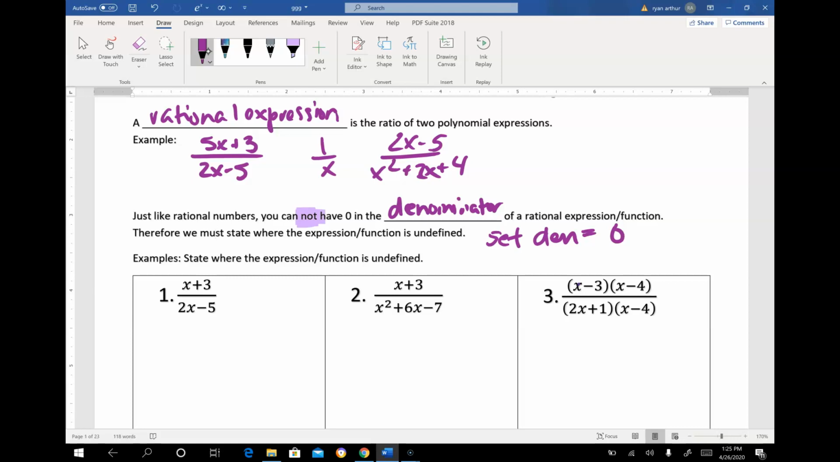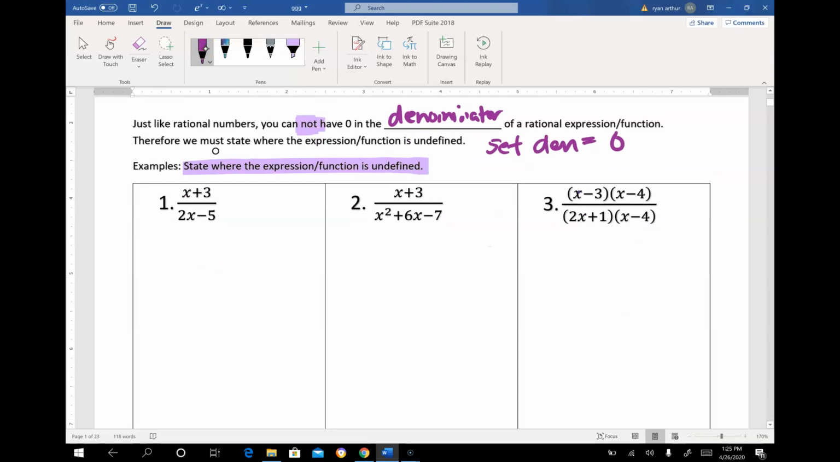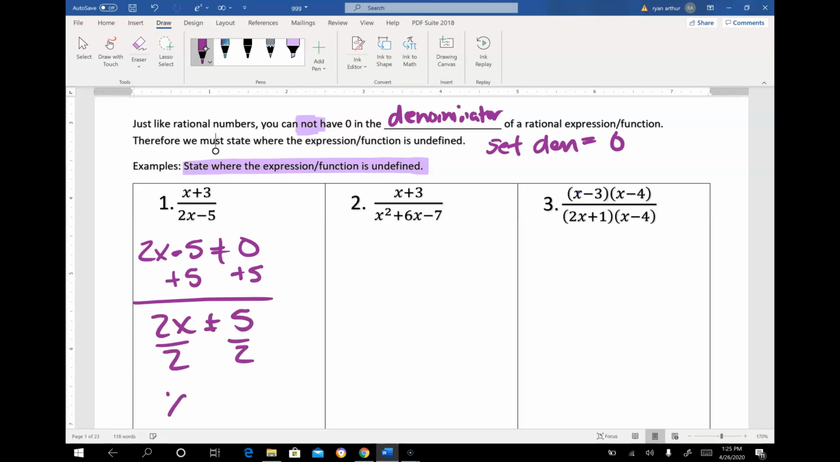So, I want to state where the expression or function is undefined. So again, to do that, you set the denominator equal to 0 and solve. So 2x minus 5 equal to 0. If you want to be correct, you can put not equal to 0 because that's what we're trying to find. So we add 5 on both sides. We got 2x cannot equal 5. Divide by 2. So x cannot equal 5/2. So x can equal any number except 5/2.